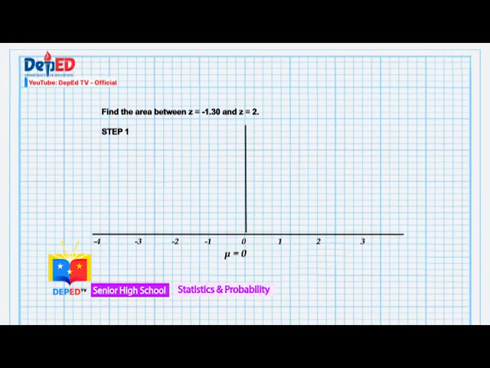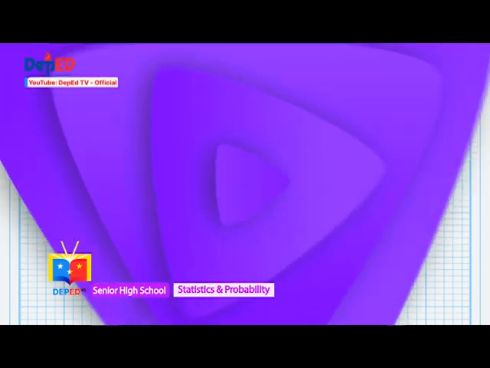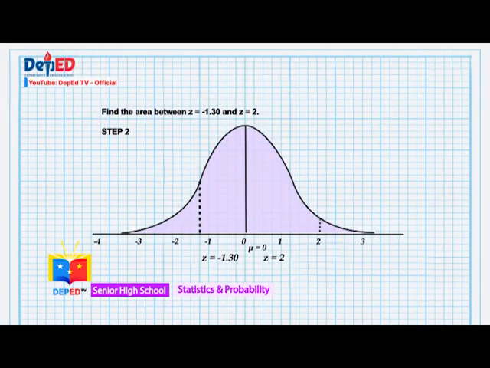This time, let's find the area between z equals negative 1.30 and z equals 2. First step is to draw a normal curve and locate the given z-value on the normal curve. So, the boundary will be drawn at z equals negative 1.30 and z equals 2. Second step is to shade the region of the curve according to the condition of the z-value, whether it is below, above, or between.